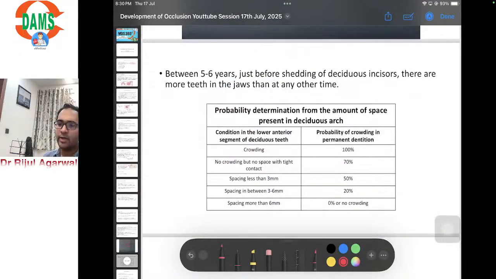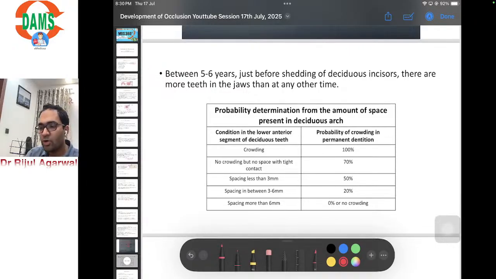Another MCQ fact: between 5 to 6 years of age, just before the shedding of the deciduous incisors, there are more teeth in the jaw than at any other time because of the presence of tooth buds as well. From Wheeler's, if you remember, those cut sections of the jaw with the teeth. Do they always convert into malocclusion? No, they do not always convert, they can convert.